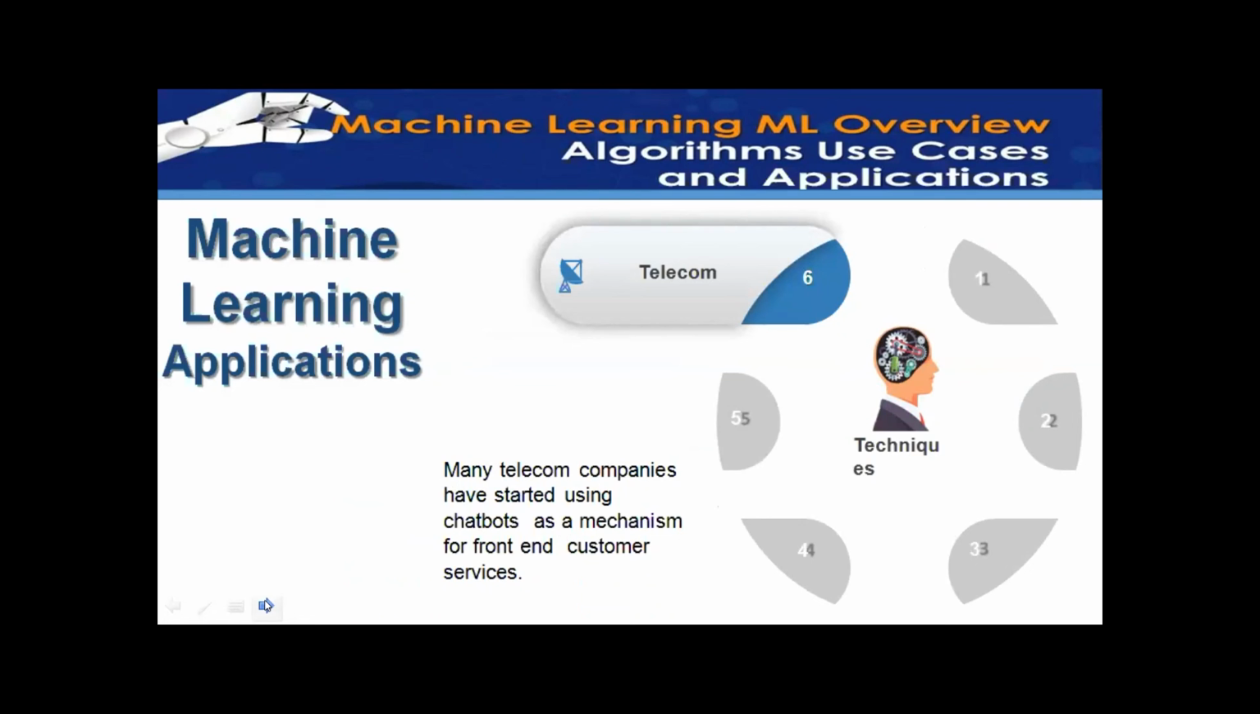And the last one is the telecom industry. So how is ML applied in telecom industries? I think all of you would have heard about chatbots, right? Many telecom companies have started using chatbots as a mechanism for front-end customer service. So these are the variety of areas where we are applying ML techniques, and in a variety of ways.